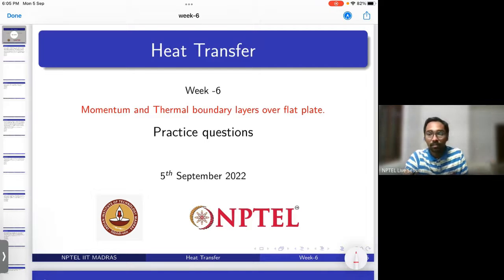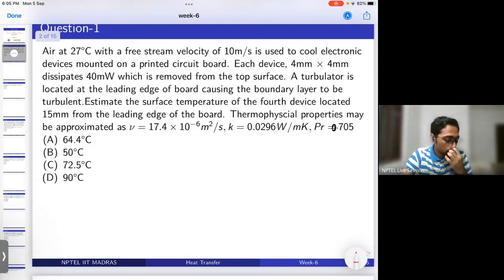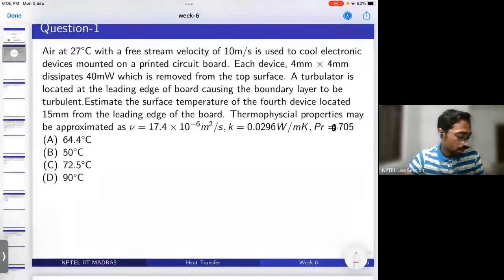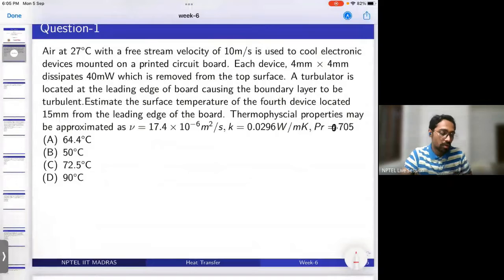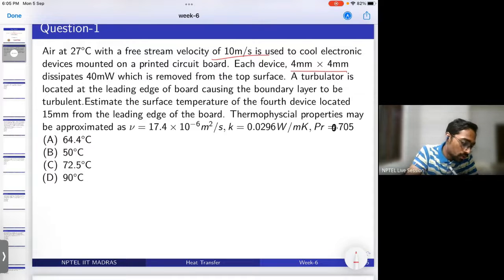So let's get started with the first question. In this question, air at 27 degrees Celsius with a free stream velocity of 10 meters per second is used to cool electronic devices mounted on a printed circuit board. Each device is 4 mm by 4 mm, dissipates 40 milliwatts, which is removed from the top surface. A turbulator is located at the leading edge of the board, causing the boundary layer to be turbulent. Estimate the surface temperature of the fourth device located 15 mm from the leading edge of the plate.